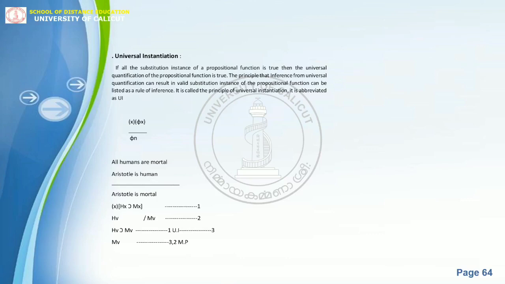In universal instantiation, if all the substitution instances of a propositional function are true, then the universal quantification of the propositional function is true. The principle that inference from universal quantification can result in a valid substitution instance of the propositional function can be listed as a rule of inference. It is called the principle of universal instantiation. It is abbreviated as UI. And it is symbolized as below.